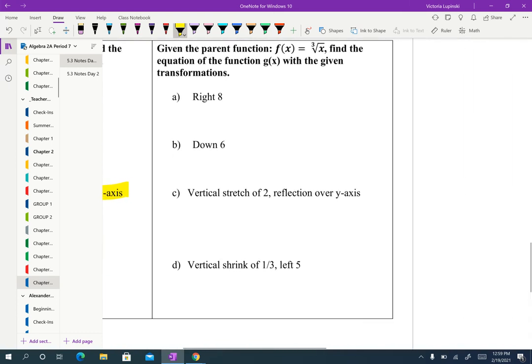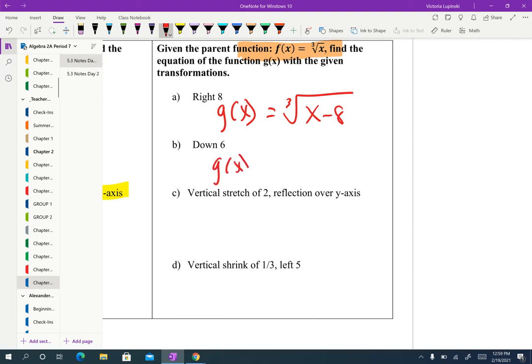And then let's finish up over here. Same exact idea, but now you're doing it for the cube root. So that just means that all your answers should have a cube root in them. So if you want to go 8 to the right, you're going to say g of x equals. You're going to start off with the cube root. And again, to go 8 to the right, it has to happen inside and be the opposite. If you want to go down 6, it has to happen outside and you have to follow the sign.